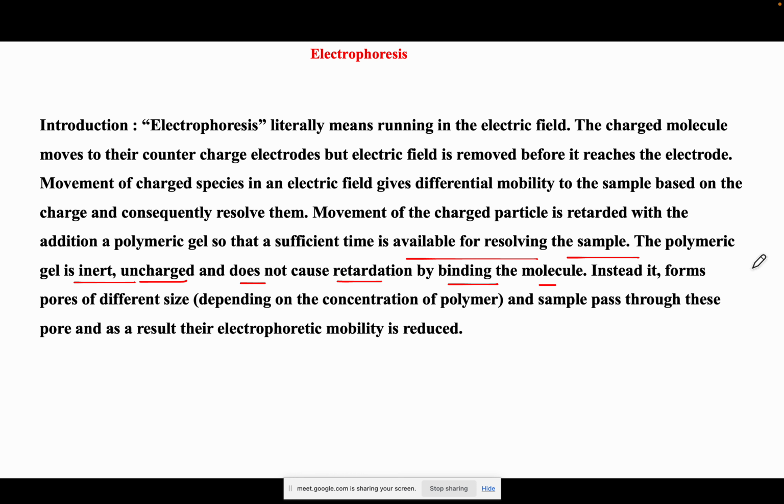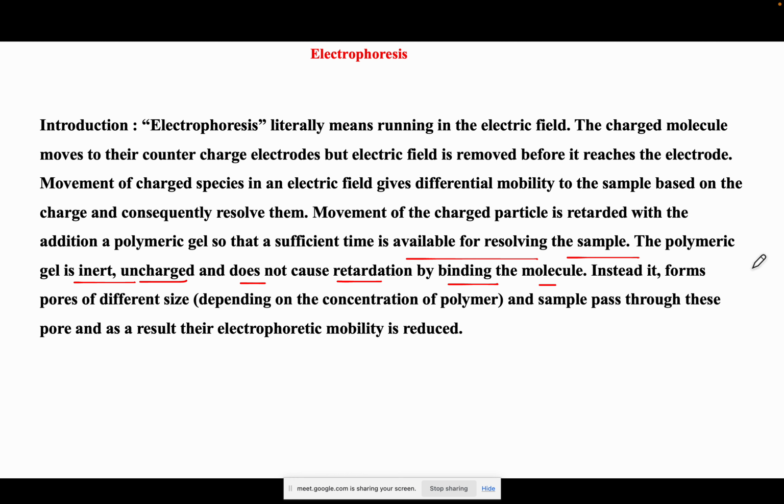So what is happening? The polymer is not interacting with any molecule. For a DNA gel you will add DNA, for a protein gel you will add protein. Those proteins will not interact with acrylamide, and DNA will not interact with agarose. Because of the agarose or polyacrylamide, there will be some pores, and the macromolecules will go inside those pores. Whichever macromolecules are big enough will face some retardation, and whichever are small will not face that much retardation. So higher molecular weight will take much more time to finish the run, and lower molecular weight will take less time to finish the run. This is the basic concept of electrophoresis.